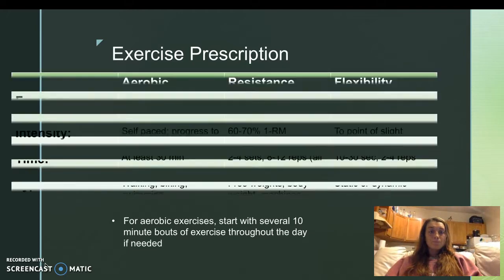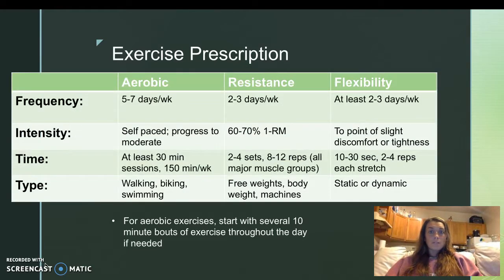Exercise prescription. I've outlined an aerobic, resistance, and flexibility prescription for Amanda, each following the FIT principle. So her aerobic prescription should be performed 5 to 7 days a week. She should have the intensity being self-paced, as she seems to be pretty debilitated at this point, but she should try to progress to a moderate intensity. Her main goal is 150 minutes a week at the minimum. So each time she exercises, it should be at least 30 minutes. However, if she can't do 30 minutes right off the bat, she is more than welcome to start with several 10-minute bouts of exercise throughout the day if needed.